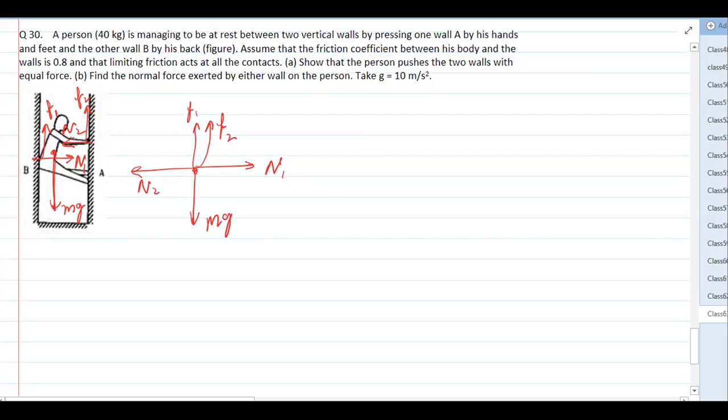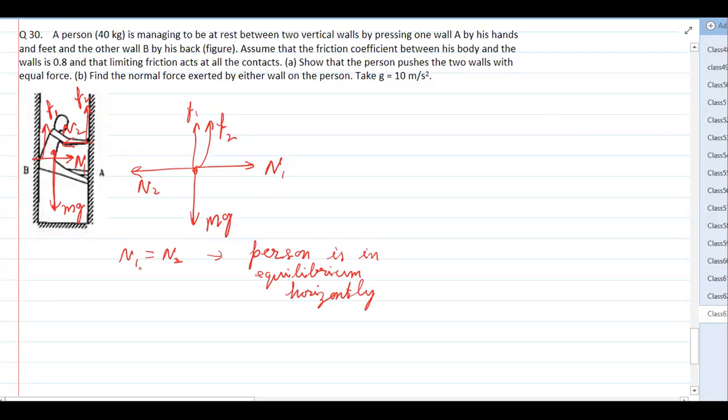Now, since the person is not moving horizontally, N1 will be equal to N2. Why? Because the person is in equilibrium horizontally. Okay, so these are the two things.